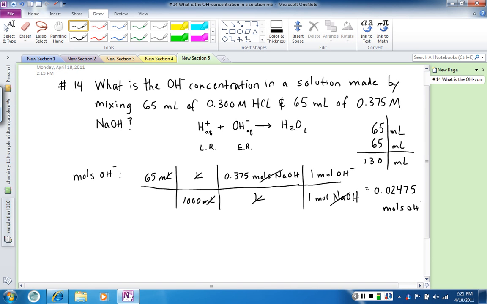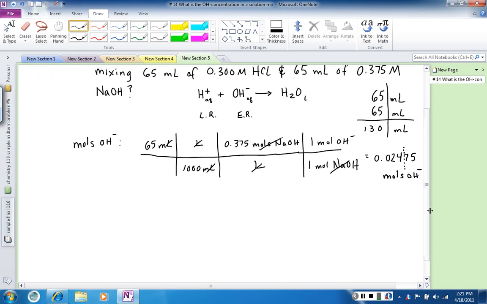moles of OH minus. And of course, we want to have our sig fig line. We've got 2 sig figs, so we're going to draw our sig fig line after our 4. So that's moles of OH. Now we'll figure out moles of H plus.